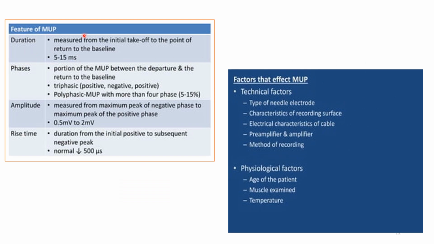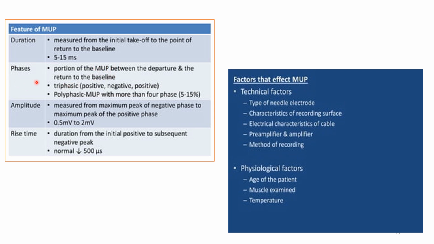What are the features of the motor unit action potential or motor unit potential? The duration is 5 to 15 milliseconds. That is measured from the initial takeoff to the point of return to the baseline. So that is the duration. Normally it is 5 to 15 milliseconds.